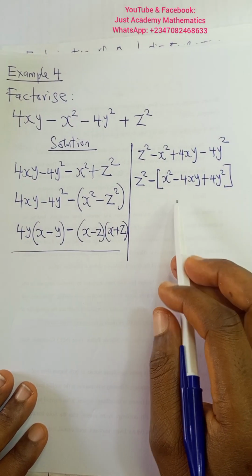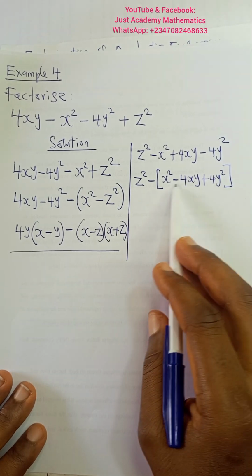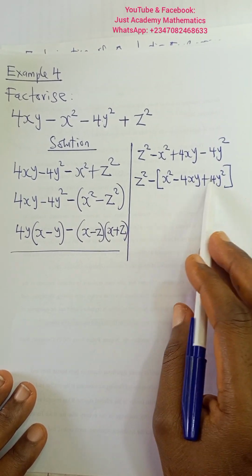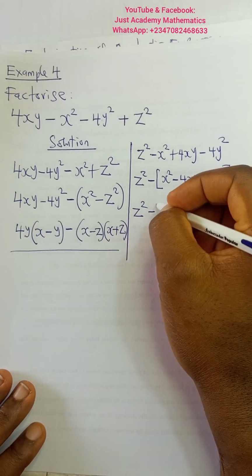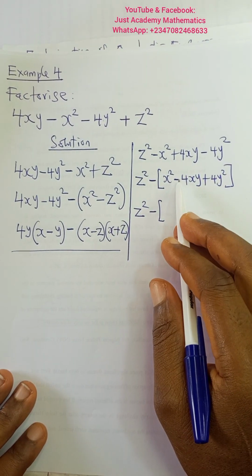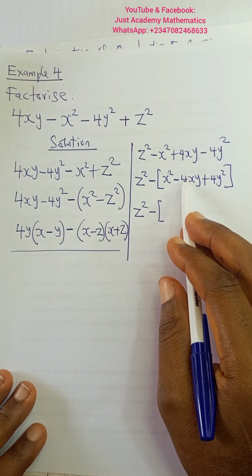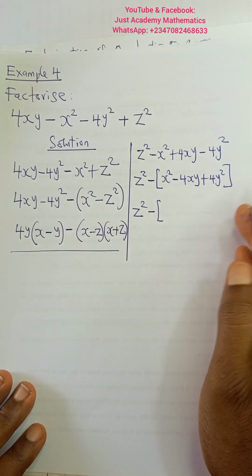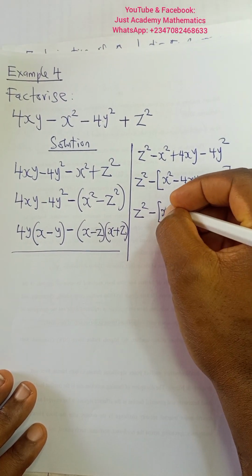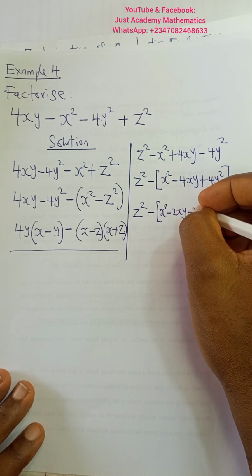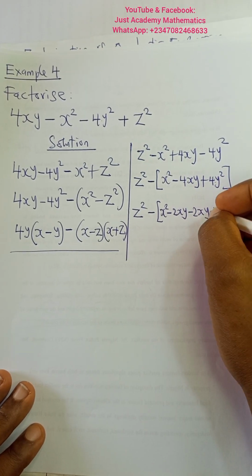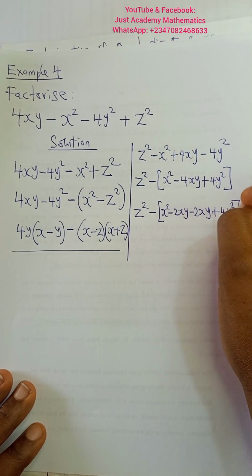So I have the obligation now to factorize this bracket. I want to factorize this bracket. So here is z square minus. To factorize this bracket, two numbers you add to give you minus 4 times to give you 4: minus 2, minus 2. So this is z square minus 2xy minus 2xy plus 4y square.